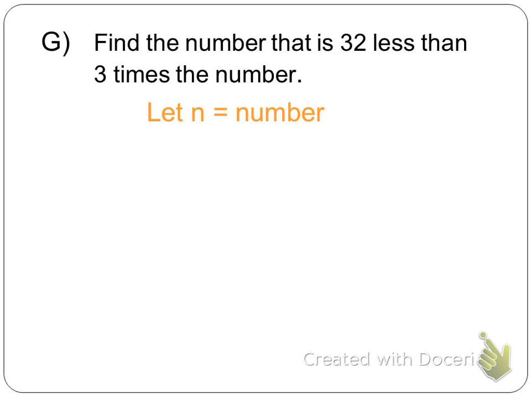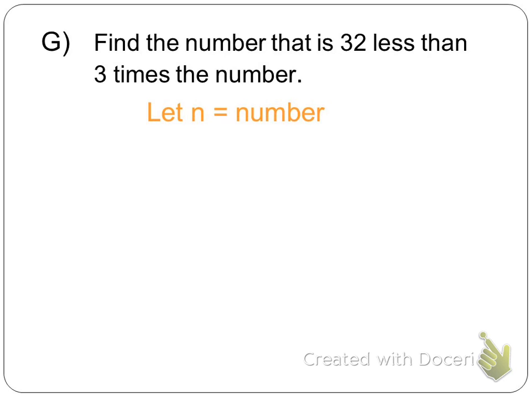So it kind of looks like I'm going to have a less than part, a subtracting side, and a 3 times the number side. Does anyone think they have it? Yes, sir, in the front. 3x minus 32 equals x.